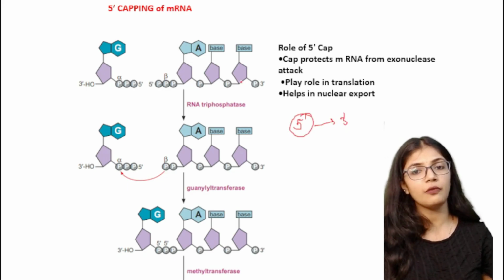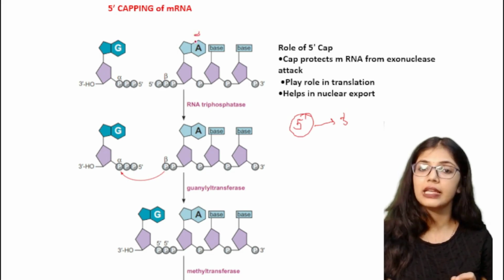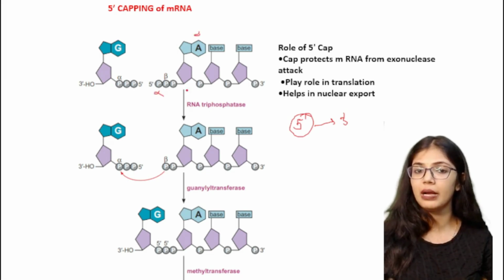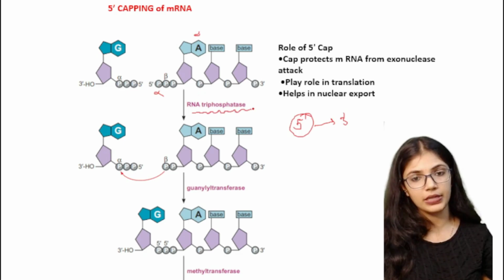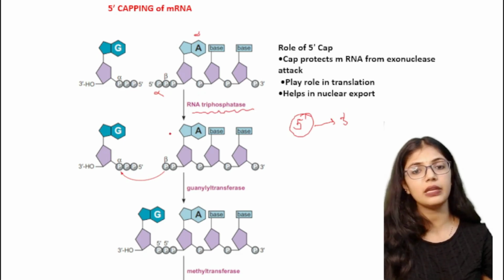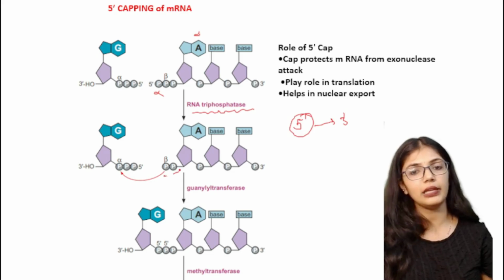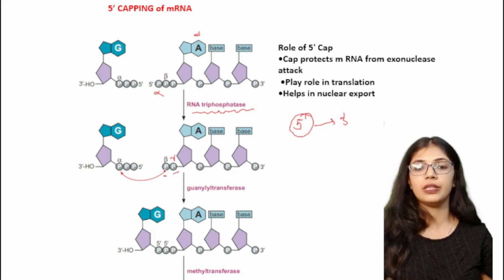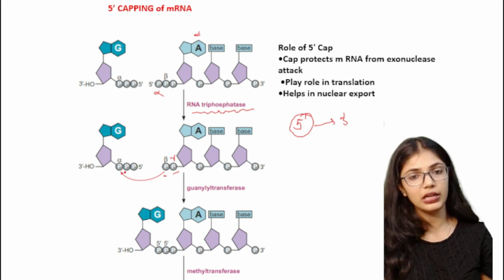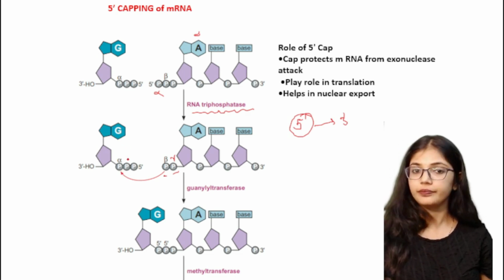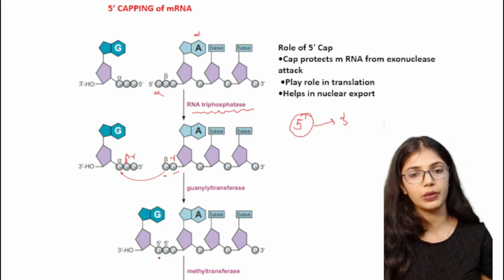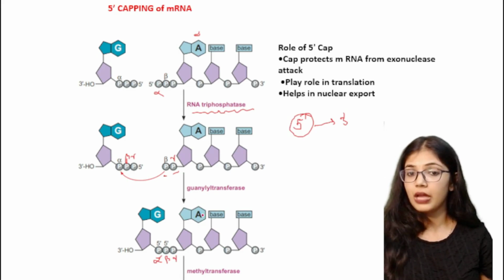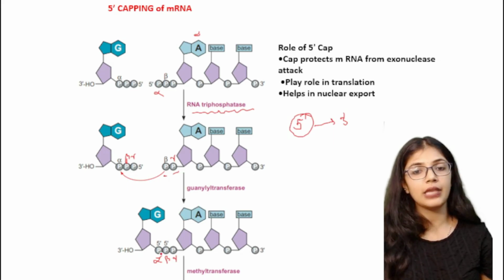Here there are three phosphates present, and this adenine has three phosphates: alpha, beta and gamma. With the help of RNA triphosphatase, the alpha phosphate of this adenine is removed. So only the beta and gamma phosphates remain. This beta phosphate attacks the alpha phosphate of guanine. Here the beta and gamma phosphates are removed, and it forms a bond between the 5' beta and gamma of adenine, and guanine, which has only the alpha phosphate.